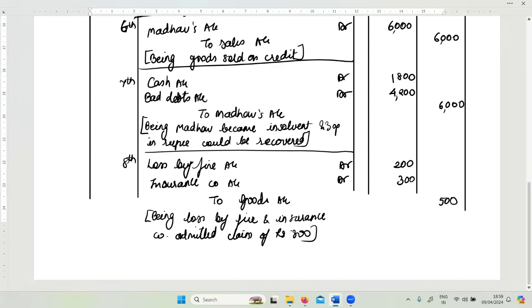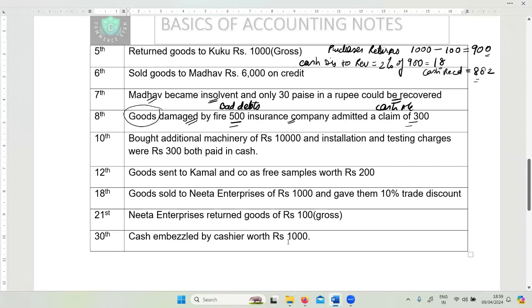Fine. So this is how you will write the transaction for the loss. Loss by fire. Now next, 10th, what is happening?